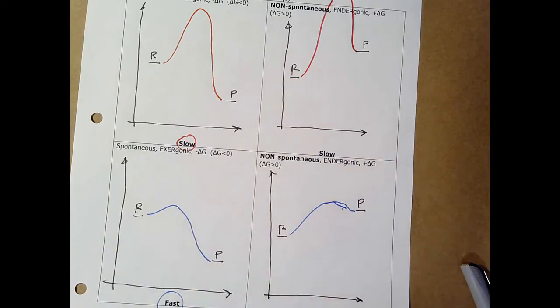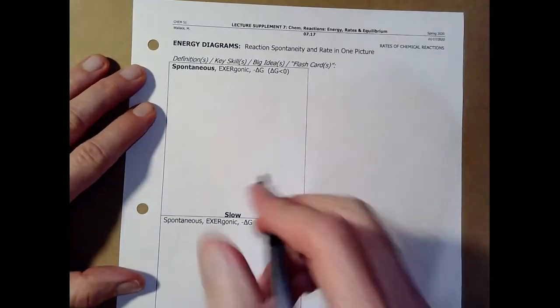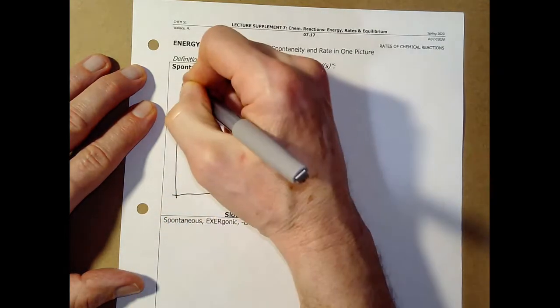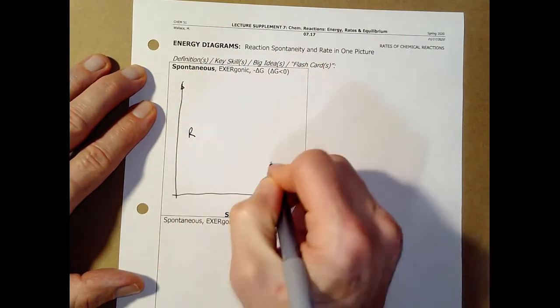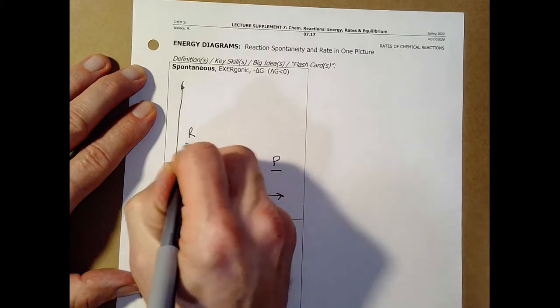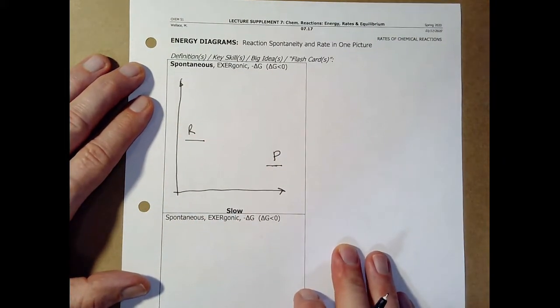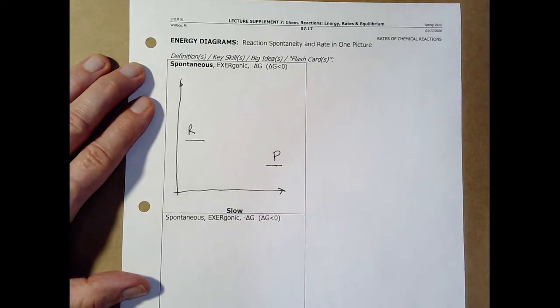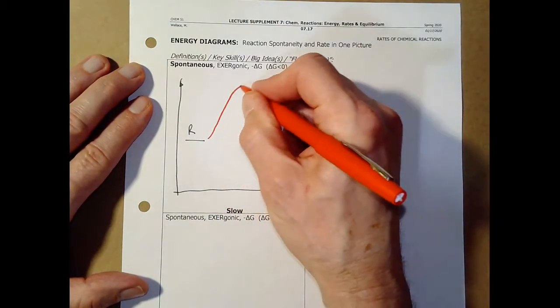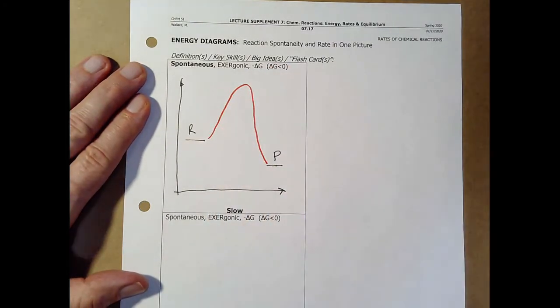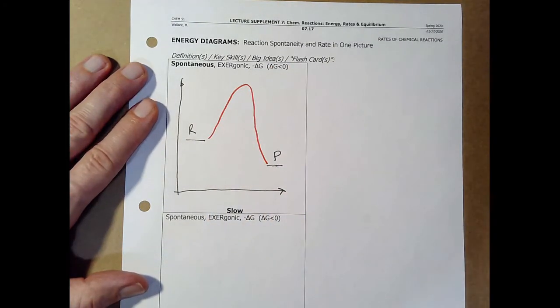All right. Let's do one more thing. Page 7.17 then gives us a chance to think about this. So here's my spontaneous reaction. Here's my reactants. Here's my products. Lower in energy. Now, it says it's slow. So I have some big speed bump. Meaning, yeah, this wants to happen. It's just not going to happen very fast.